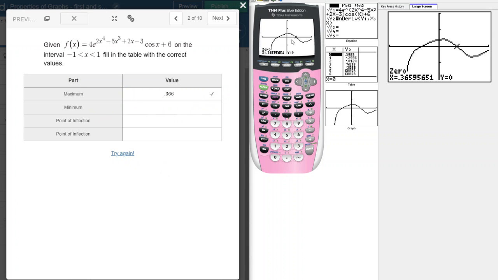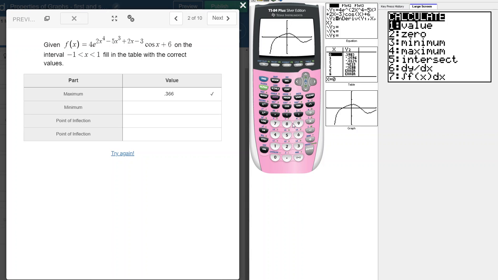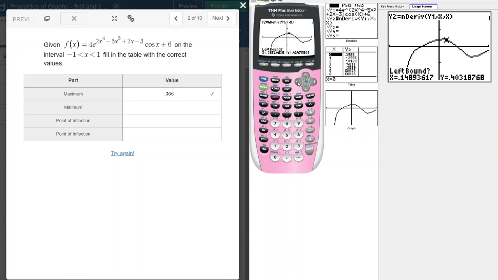So if a maximum happens when the derivative goes from positive to negative, a minimum happens when our derivative goes from negative to positive. So that's over here. So again, we need an x-intercept. So I go second trace, 0. And again, it's going to ask me for the left bound. So I need to move to the left of that x-intercept and hit enter. Then I'm going to move to the right and hit enter. And then instead of guessing, just hit enter.